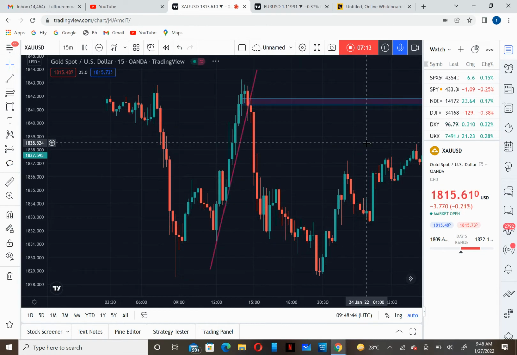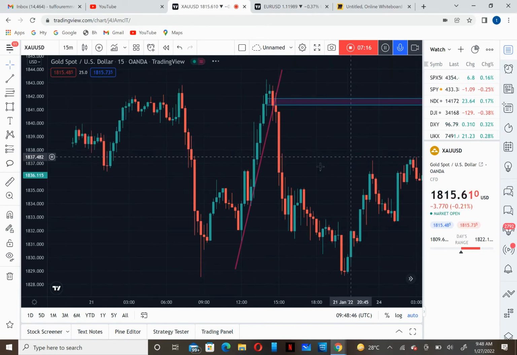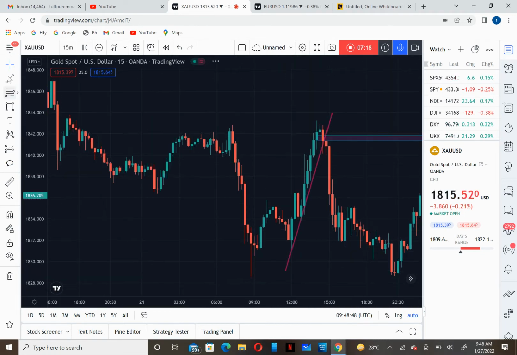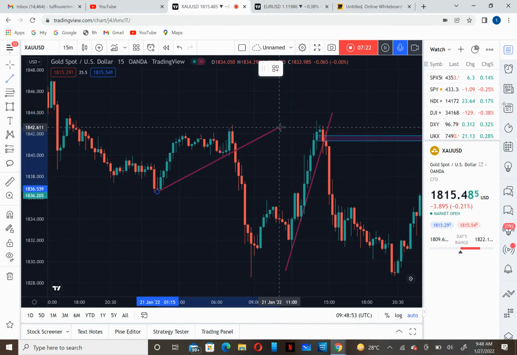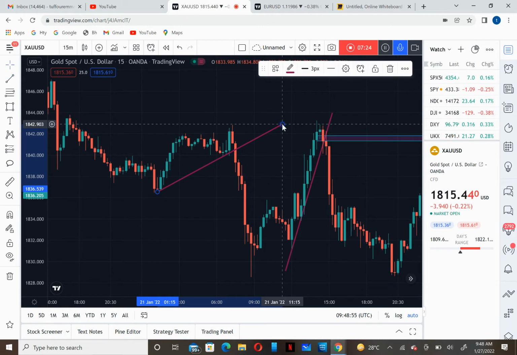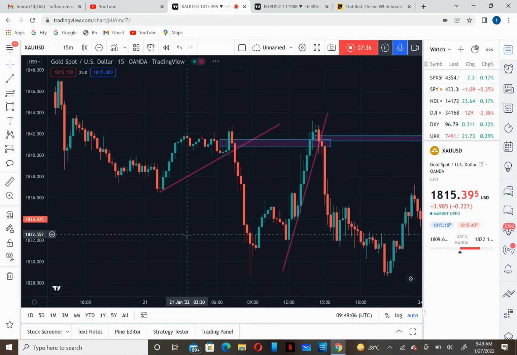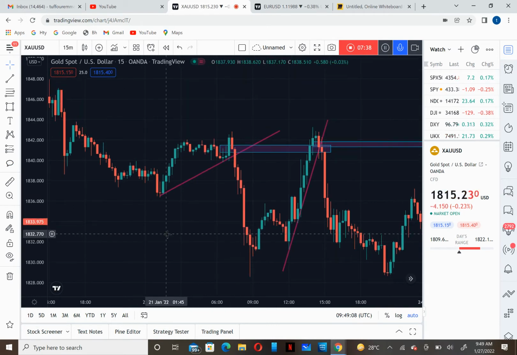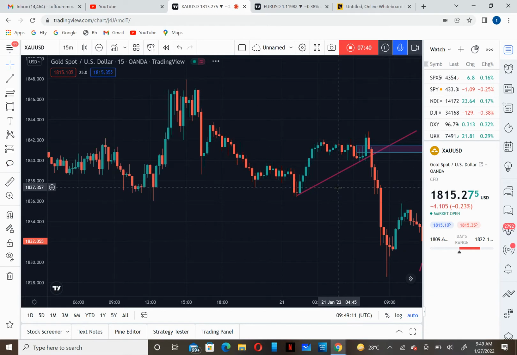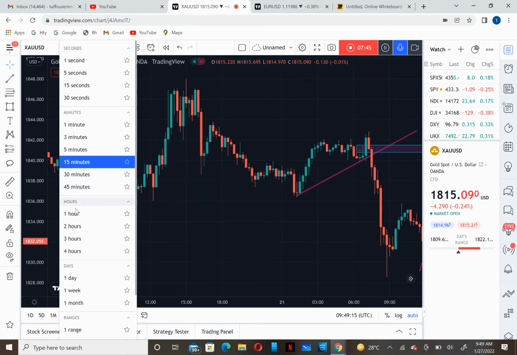Okay, let's find another one. You can see the same thing here, uptrend here. This was the breaking point. Then price came back to that zone again. So always, 99.9% of the time, the price will come back. Okay, let me use a different time frame. Let's say 1 hour.